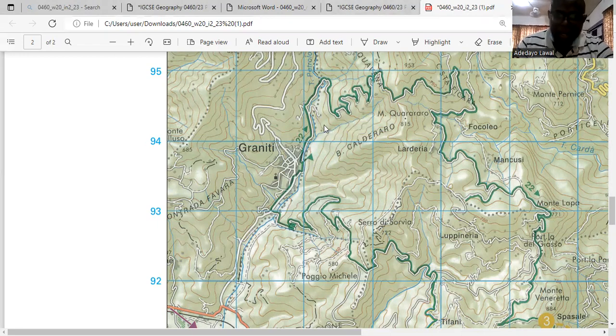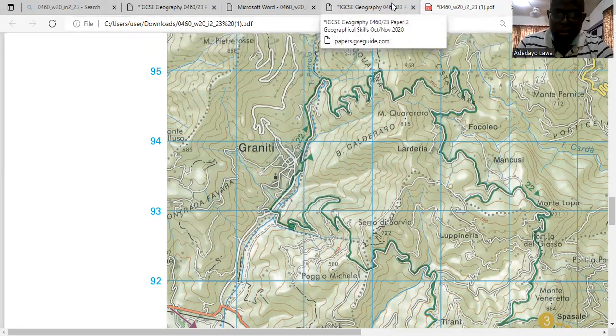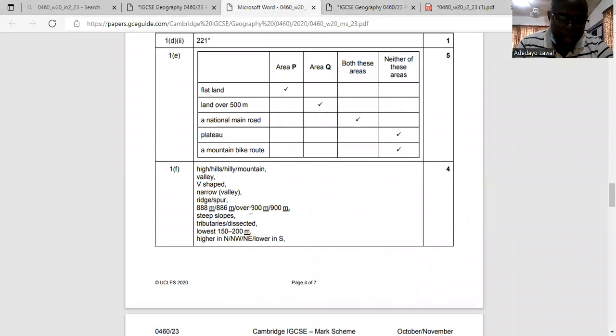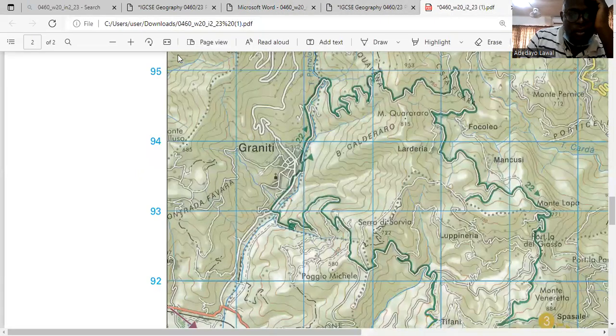There is a valley. You mentioned that it is hilly. That's three points mentioned. Then what else can you mention there? Like I said, quote the highest elevation. If you mention 880, they will give you, I say about 953 meters. What this means is, it's around here, not necessarily 900. So above 900, any of these, they will mark it for you. Then higher in the northwest, lower in the south. How would you know that? This is the northwest here, and this is the south. So you don't have to measure everything there. It's a 4 mark question. Let me see how many marks.